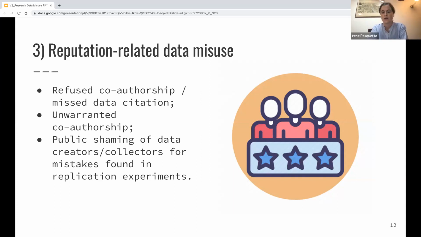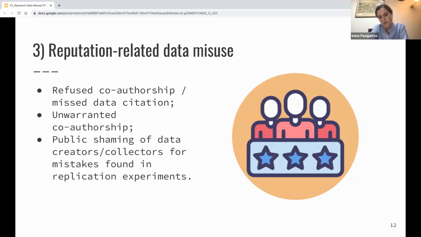What we found curious is that while these first 2 sub-kinds were always talked about in the literature, they were also always talked about in hypothetical terms. So it was really hard to find some concrete examples of this kind of misuse actually happening.